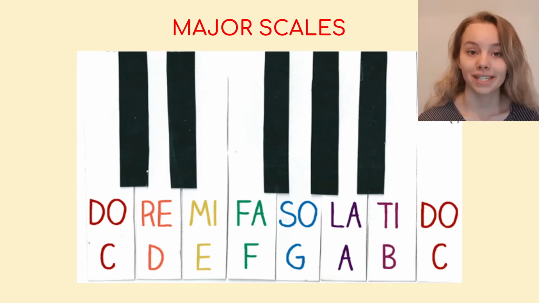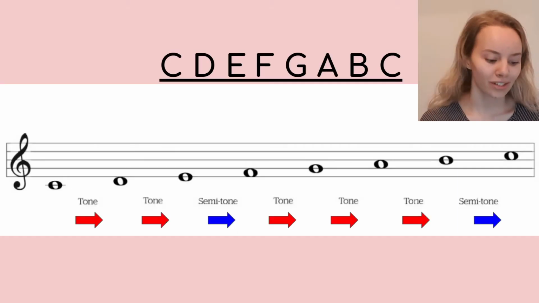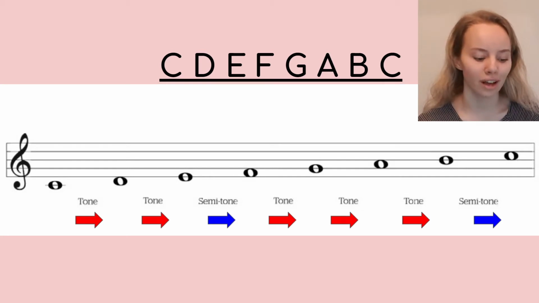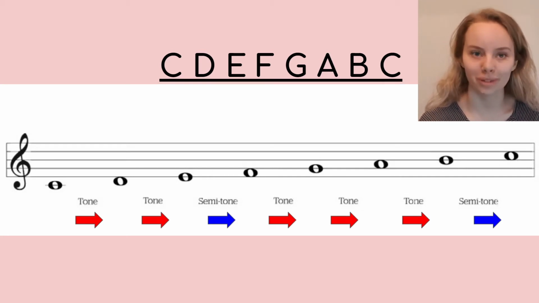Now, C major is the simplest major scale, known as C major because it starts on a C. As you can see, this scale contains no sharps or flats, it's entirely white notes. So it's nice and easy to remember, so we're going to start with that one.